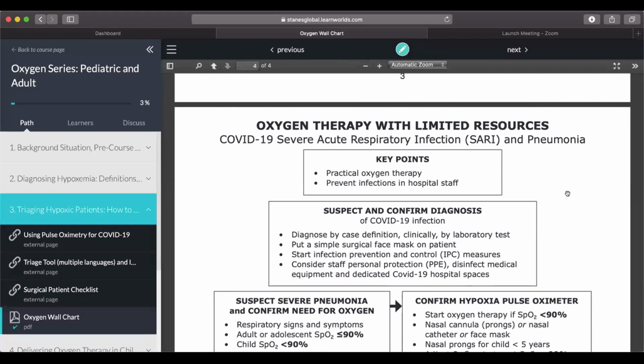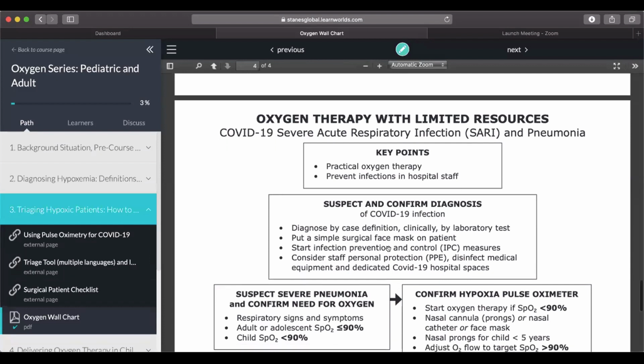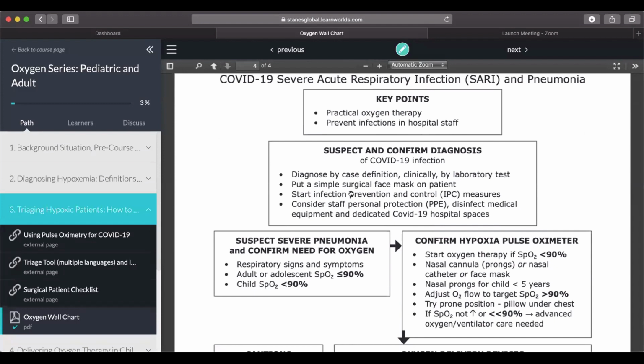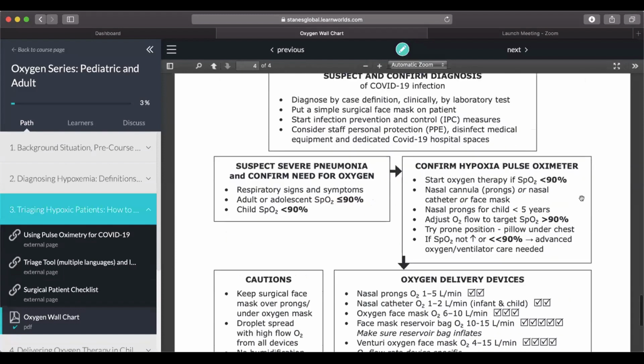If you suspect and confirm the diagnosis of COVID-19 infection, you put a simple mask, surgical face mask or procedure mask on the patient, and you start infection prevention and control measures. You consider the staff to wear personal protective equipment, and you disinfect all medical equipment that comes in contact with that patient. If you suspect severe pneumonia and confirm the need for oxygen, again, you can use your respiratory signs and symptoms, or you can use the pulse oximeter.